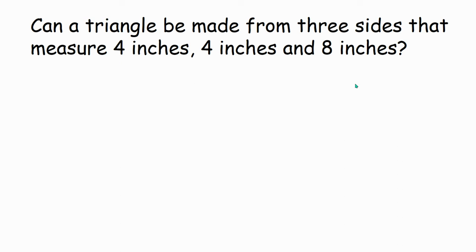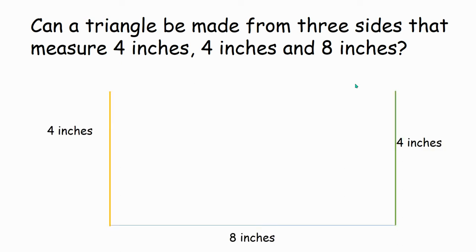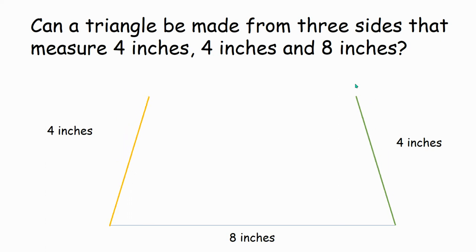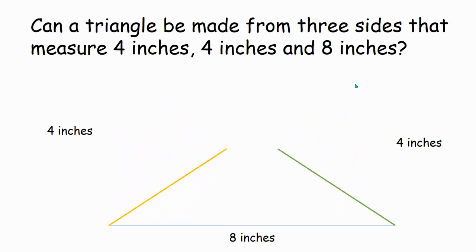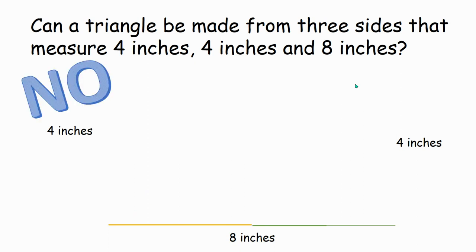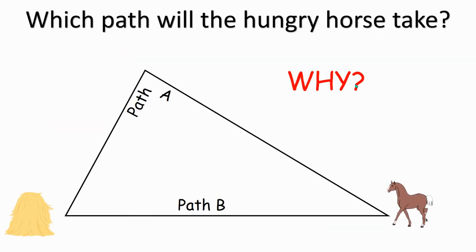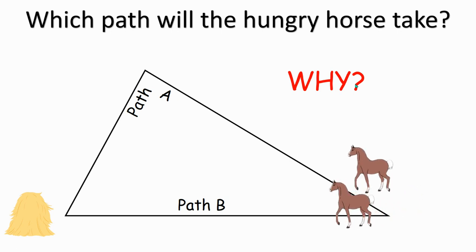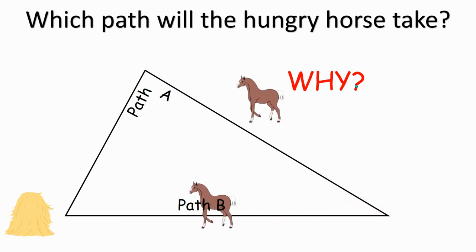Let's try this one. 4, 4, and 8. Well, now 4 plus 4 equals 8. Let's see if, when the two sides added together equal the third side, that will make a triangle. No, it didn't. So that tells me that, again, because 4 plus 4 is not more than 8, it doesn't work.